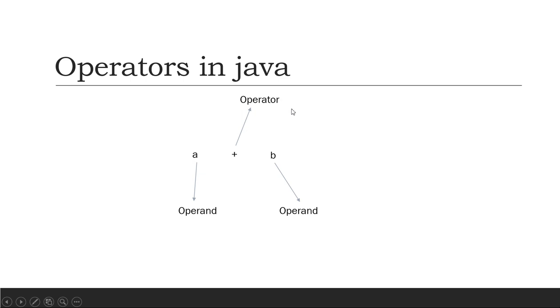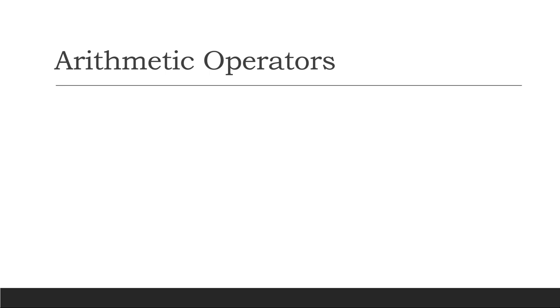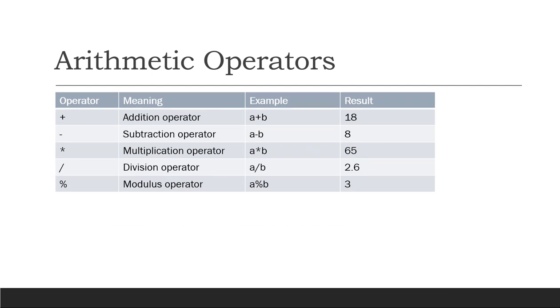The very first operator available in Java is the arithmetic operator. These operators are used to perform fundamental arithmetic operations like addition, subtraction, multiplication, division, and modulus. Since these operators act on two variables at a time, they are called binary operators.